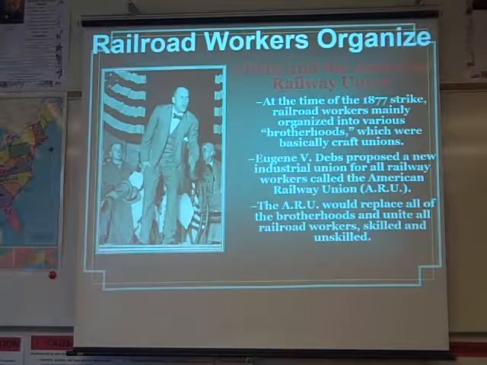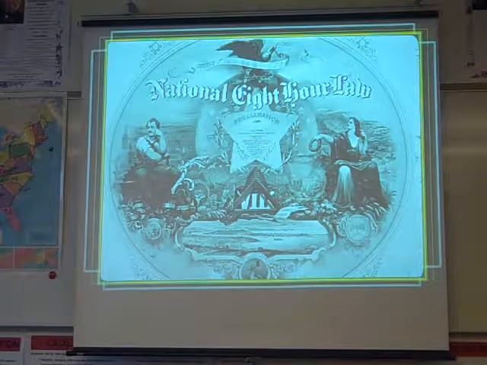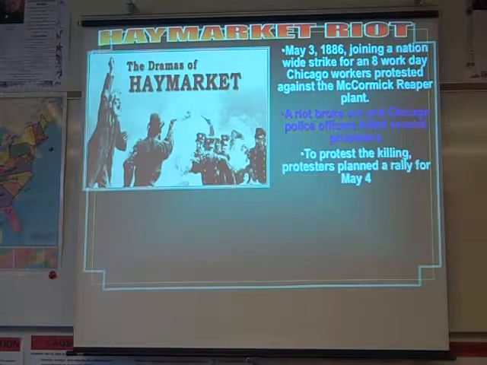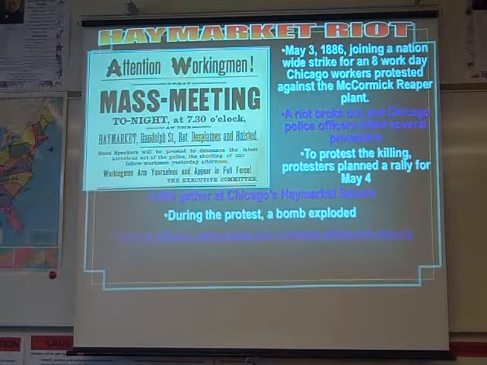In the context of this strike, we'll also see other strikes spring up throughout the United States. One of the worst strikes that will occur is as a result of the Haymarket Riot. On May 3rd of 1886, joining a nationwide strike, the Chicago workers at the McCormick Reaper plant decide to go on strike.